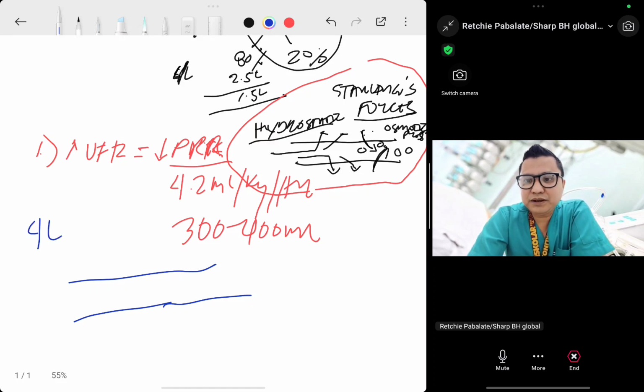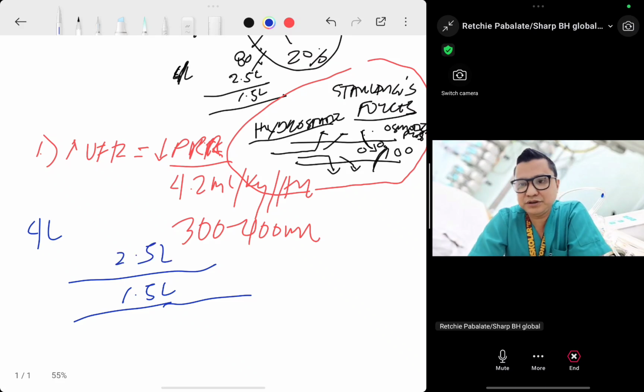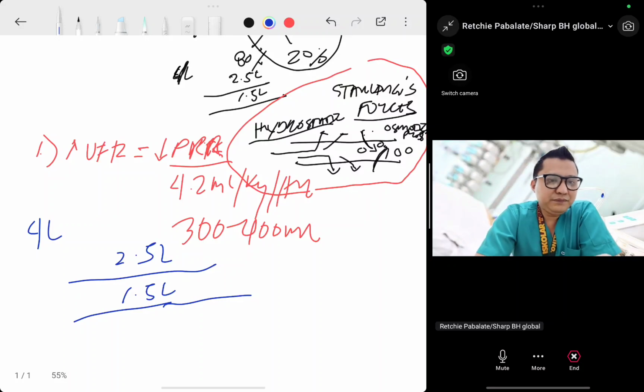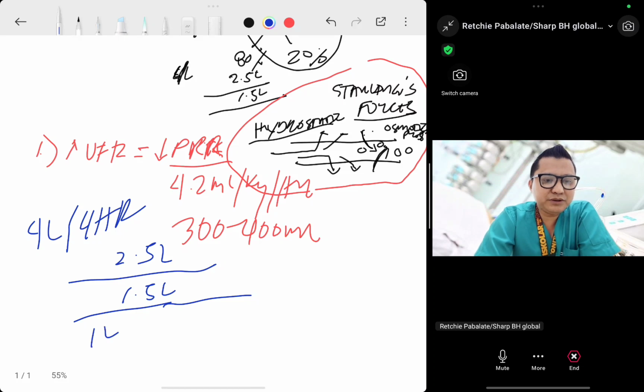by fluid dynamics, the majority of the fluid is located intracellularly and interstitially compared to the intravascular and extracellular space. For example, the fluid in the intravascular space is only 1.5 liters, and there is 2.5 liters located in the interstitial space, or in the tissue. So if you are going to remove 4 liters in 4 hours, our UF rate will be around 1 liter per hour.